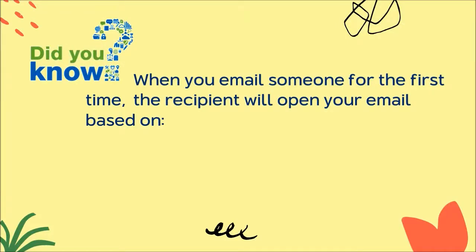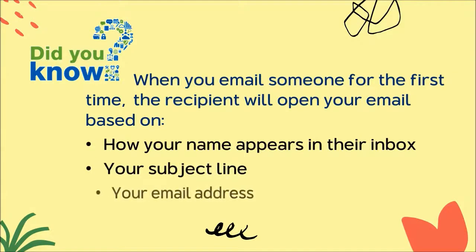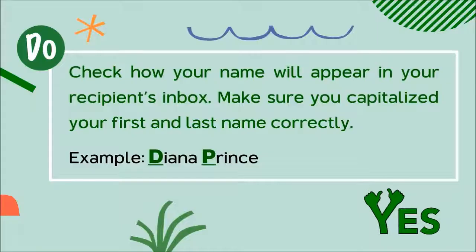Did you know that when you email someone for the first time, the recipient will open your email based on 3 things: how your name appears in their inbox, your subject line, and your email address. Okay, so now let's talk about the first tip, how your name appears in the inbox. Do check how your name will appear in your recipient's inbox. Make sure you capitalize your first and last name correctly. For example, if your name is Diana Prince, you want to capitalize the D in Diana and P in Prince.